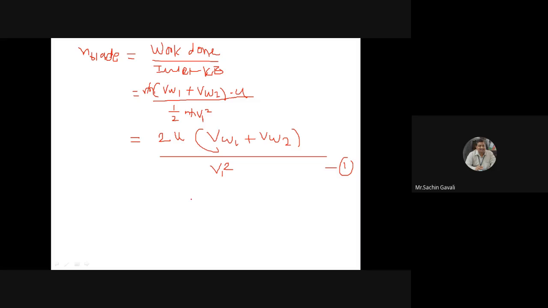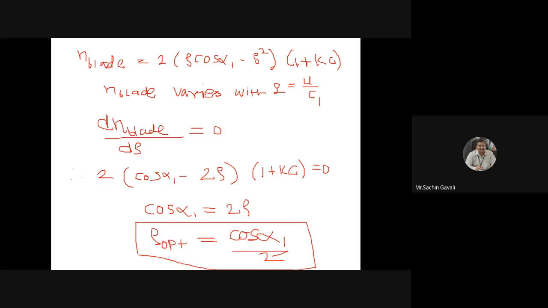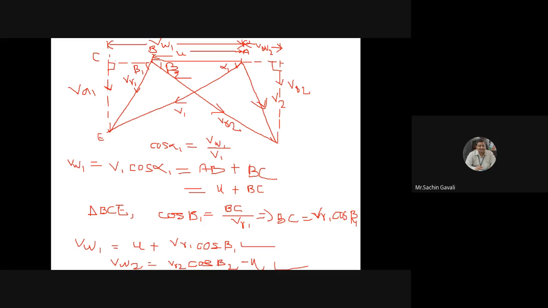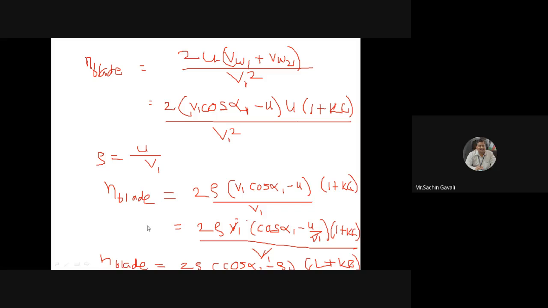Okay, then this VW1 and VW2, we got that equation from the velocity diagram. So previous slide, what we got? VW1 and VW2. VW1 I have explained. It is V1 cos alpha 1 is equal to AB plus BC, and VW2 is VR2 cos beta 2, and therefore VW1 plus VW2. Next slide.